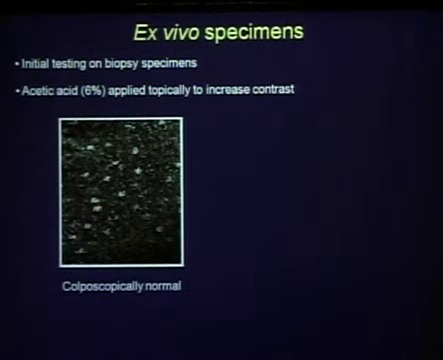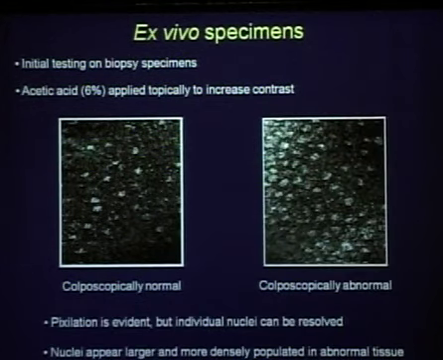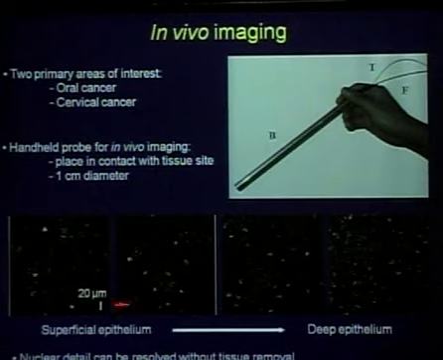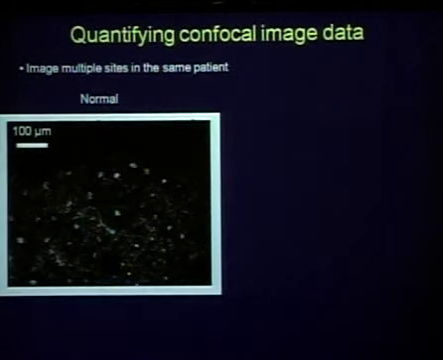This is an image that was obtained of the cervix. This is a normal image on the left and a dysplasia on the right, and you can appreciate the increase in the nuclear size and the nuclear density. This is the probe that we built to measure this type of image in vivo. And here you can see an image that was obtained from the oral mucosa, starting at the surface and moving deeper into the epithelium. And again, you can pick out the individual nuclei that were obtained with the fiber bundle.